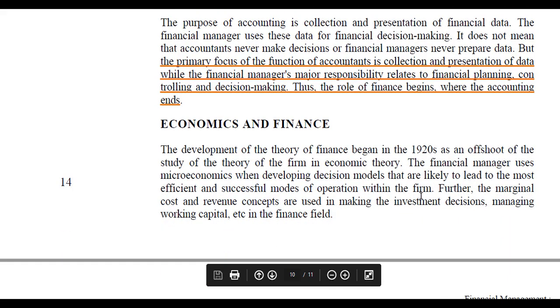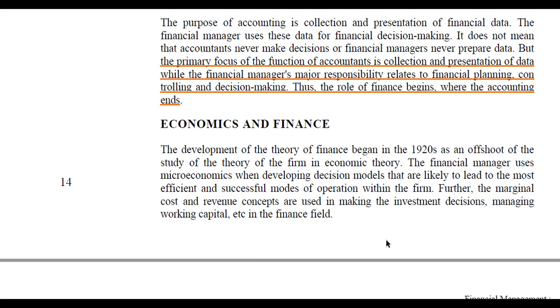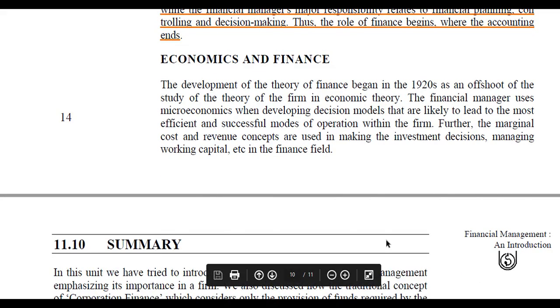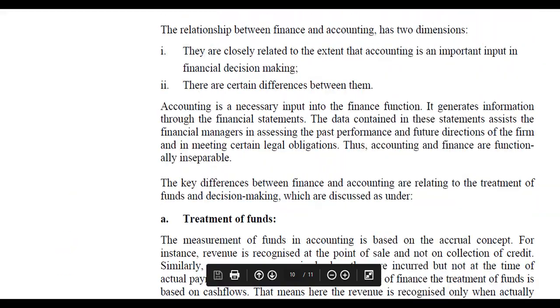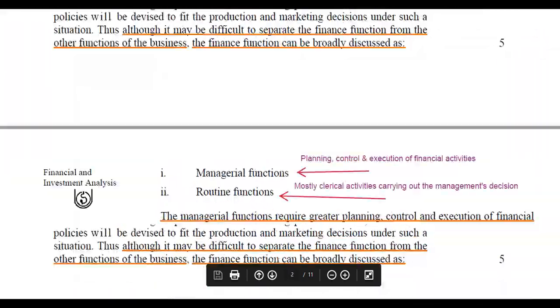Similarly, there is a difference between economics and finance also. Terms and concepts like revenue and marginal cost, which are used in economics, are used in the finance world also. Similarly, concepts like working capital and investing decisions are used in economics also. So this is briefly about the introduction to financial management.